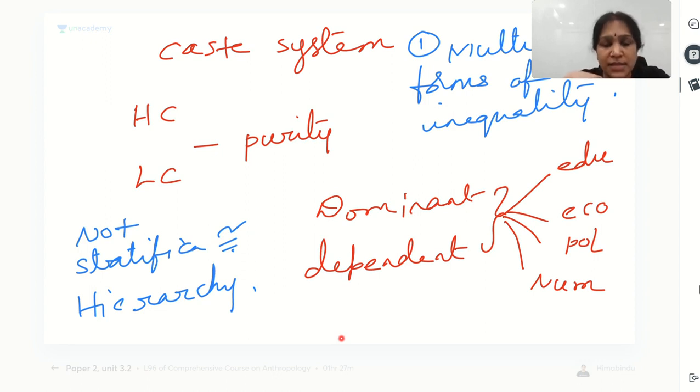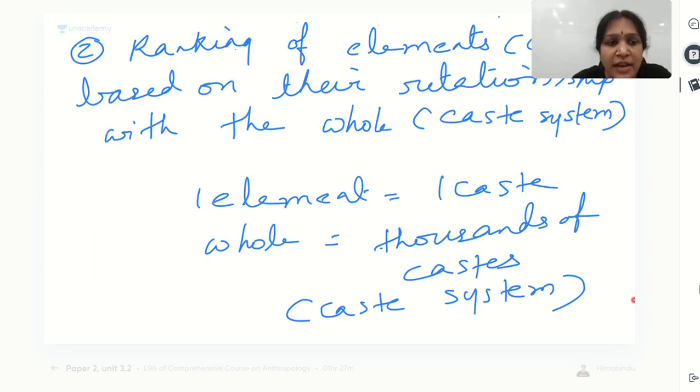Do you remember we are discussing how Dumont is explaining the word hierarchy? First one: if you have multiple forms of inequality, it is not simple stratification, it goes beyond. Then it is hierarchy, not stratification. If you have one form of inequality, it is simple stratification. More than stratification, more than inequality, a special form of inequality, is hierarchy.